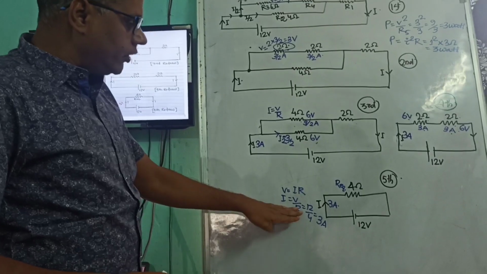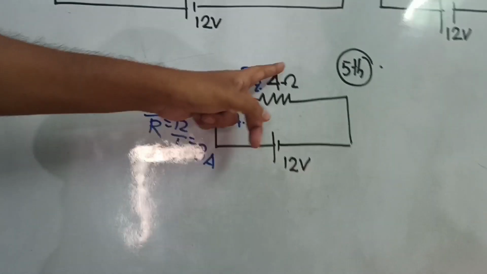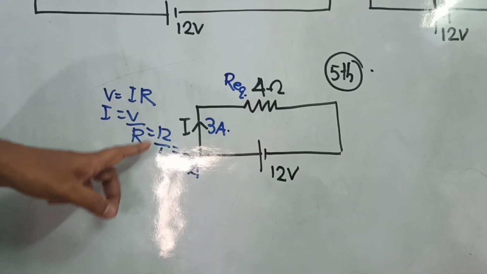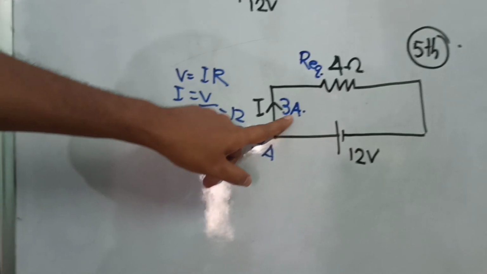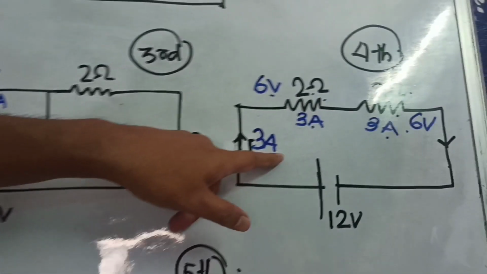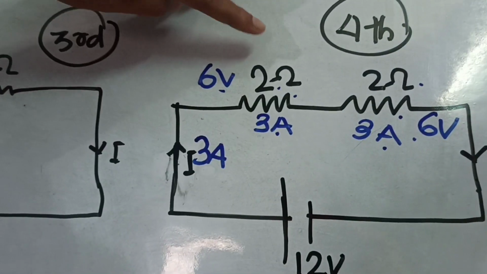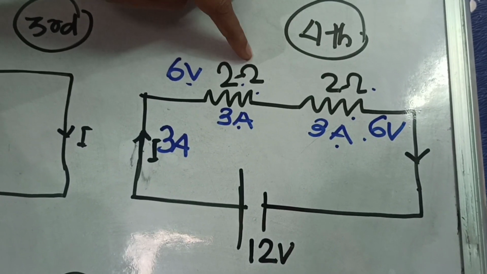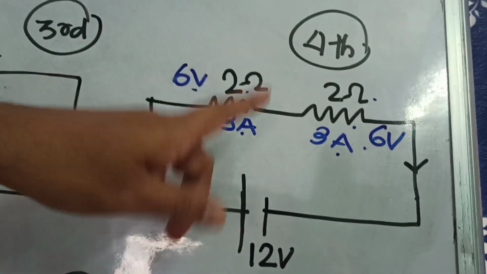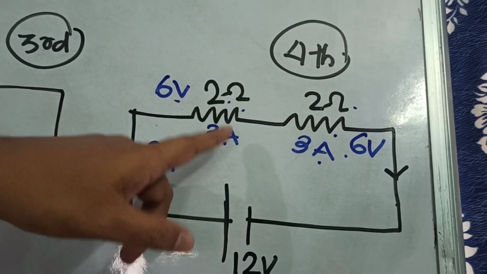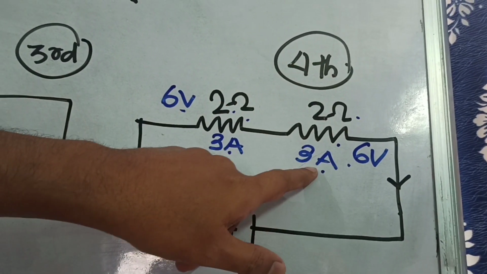Once again I am repeating the concept. Here the equivalent resistance is 4 ohm and the potential difference is 12 volt. So the net current flowing is 12 by 4, equal to 3 ampere. Now this 3 ampere will pass through this 2 ohm resistance connected in series. As in series the current I is constant, 3 ampere will flow through it, and 3 ampere will also flow through the other one.